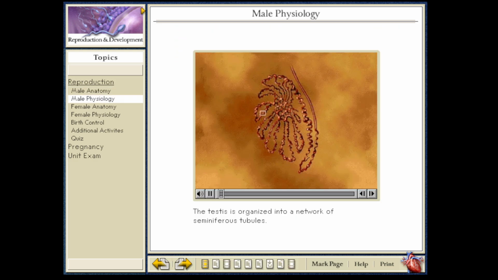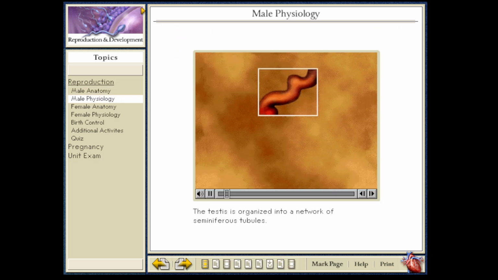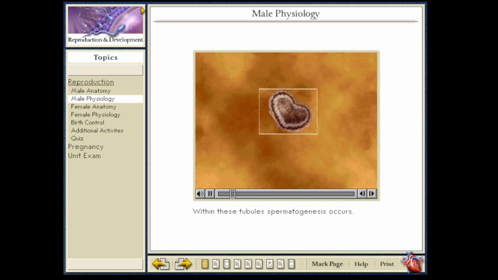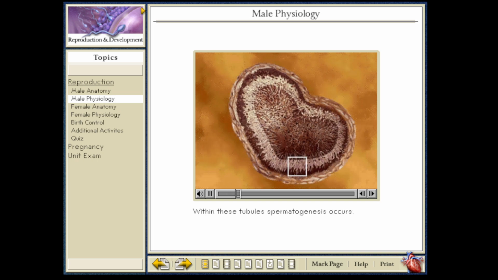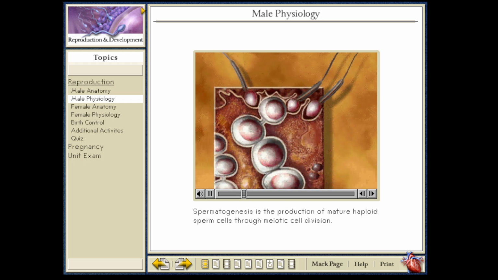The testis is organized into a network of seminiferous tubules. Within these tubules, spermatogenesis occurs. Spermatogenesis is the production of mature haploid sperm cells through meiotic cell division.